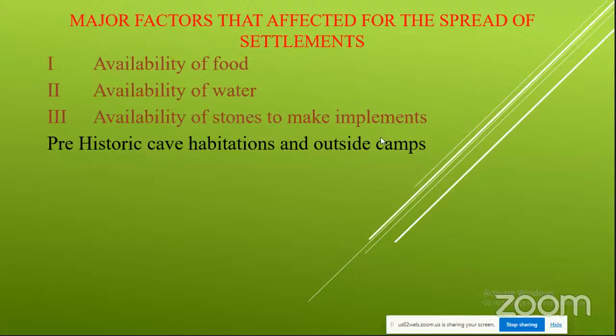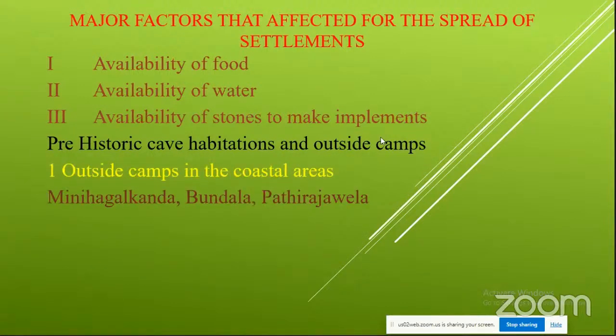Outdoor camps they were using in three places. In coastal areas, in the dry zone also, and in the mountainous areas also, they were using outside camps. Now we'll see the examples. Outside camps in the coastal areas: there are three examples. Minihagalkanda, Bondala, Patirajavela.